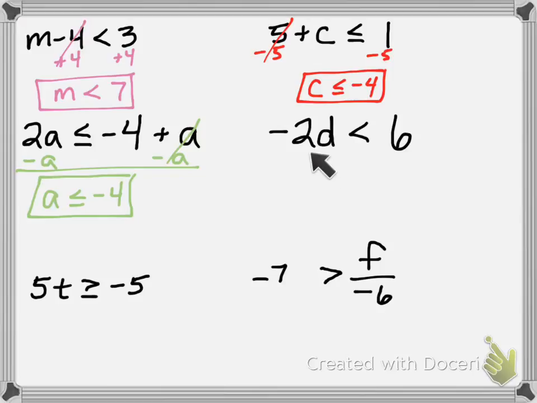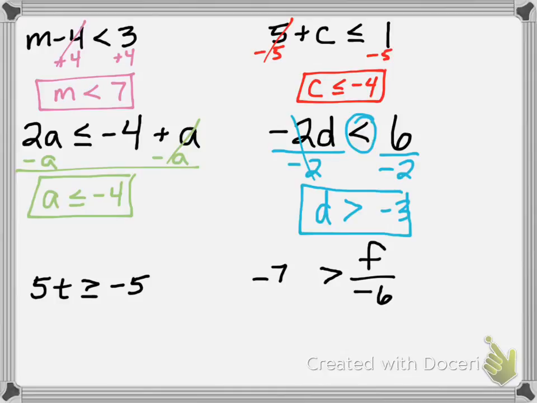Alright, the next one, I have times negative 2, so I'm going to divide by negative 2 on both sides. The negative 2's cancel. I get d on the left, negative 3 on the right. And then I look up here at the sign, and since I divided by a negative number, I flip that sign over. So my answer there is d is greater than negative 3.